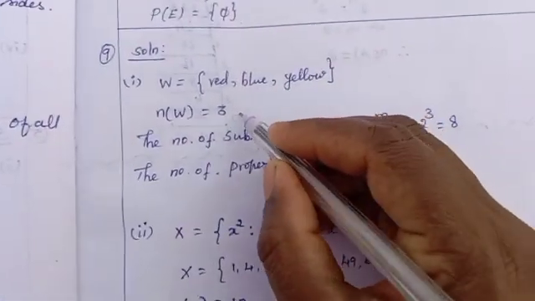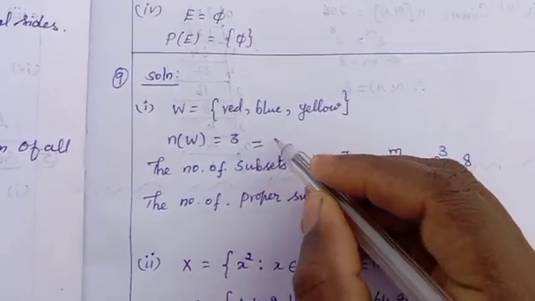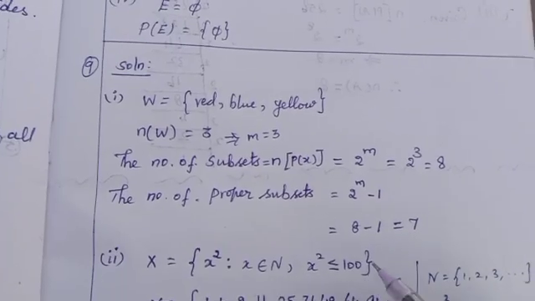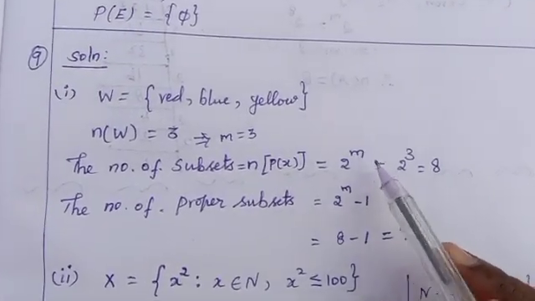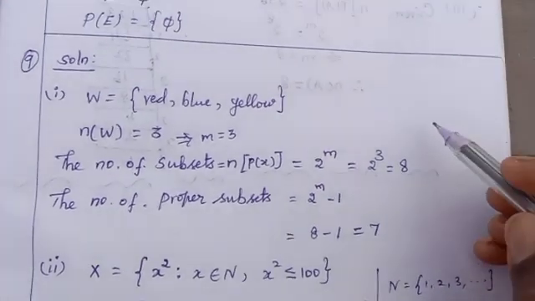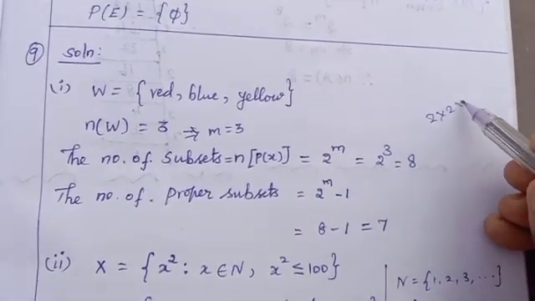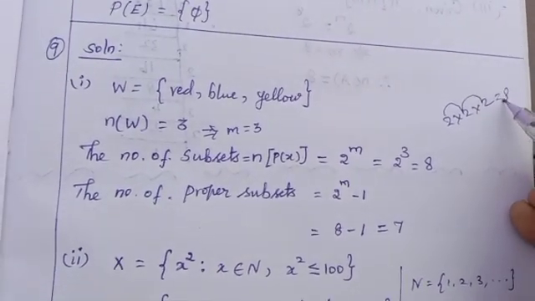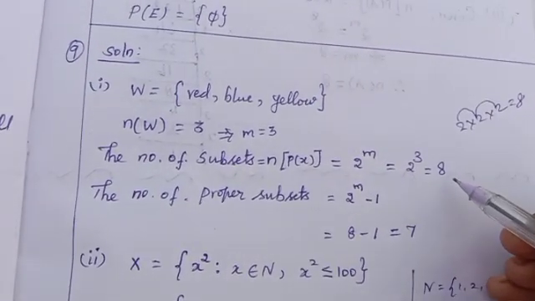Here n(W) is given, so you have to write: this implies m is equal to 3. So 2 power m is equal to 2 cube, which is equal to 8. 2 cube means 2 into 2 into 2. 2 twos are 4, 4 twos are 8. So 2 cube is equal to 8.